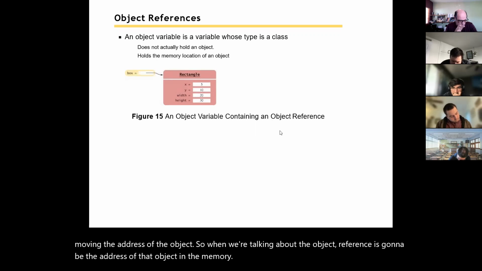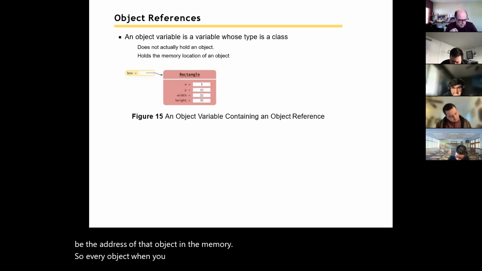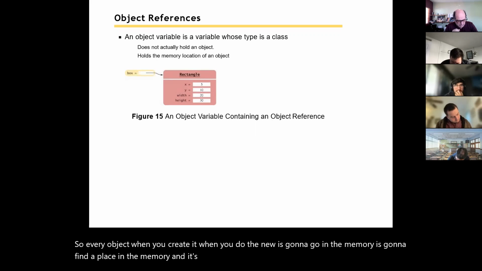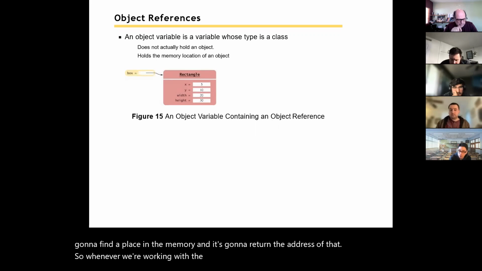So every object, when you create it, when you do the new, is going to go into the memory, find a place in the memory, and return the address of that. So whenever we're working with an object, we are working with the reference of that object, not the object itself.